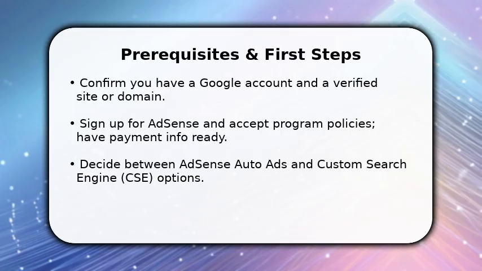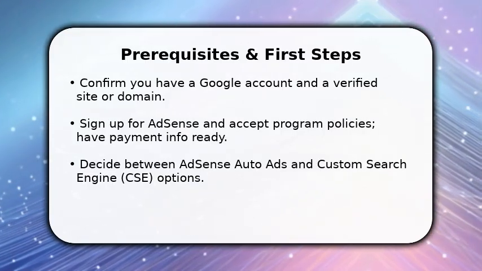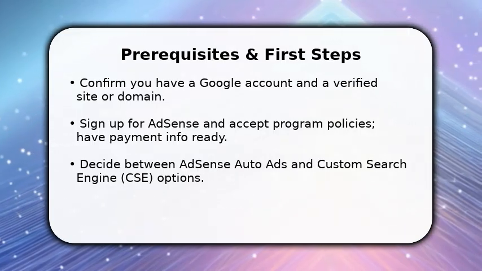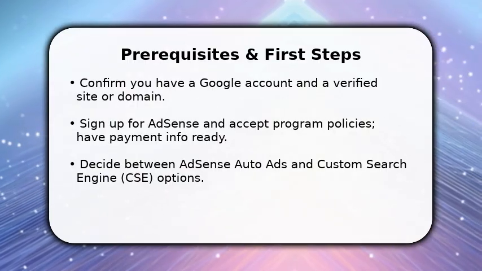Next, choose the search product: auto ads for simplicity or custom search engine for control. Begin creating a CSE or enabling search ads in Adsense right away so tracking and indexing can start immediately.